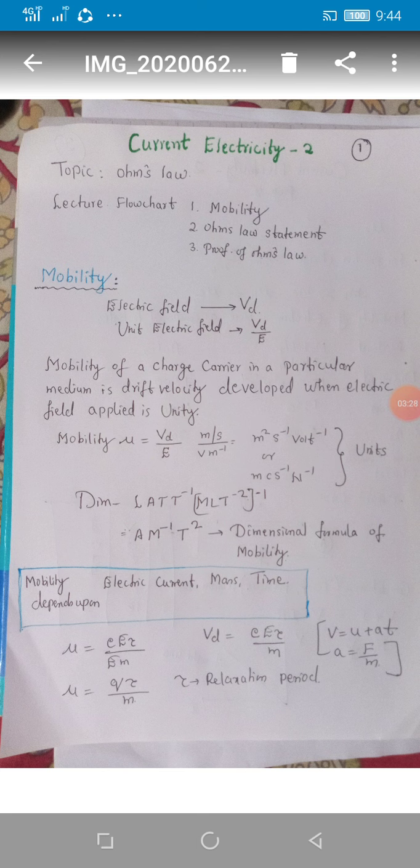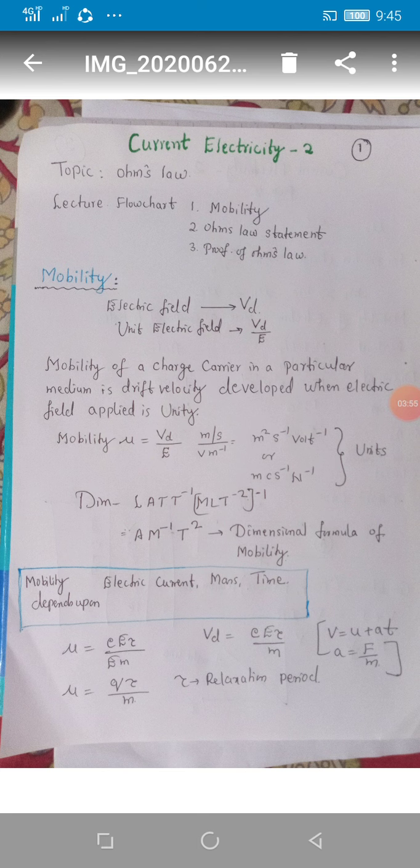So student, as you can see on the screen, I have written the formula for mobility. The mathematical formula is Vd upon E. Now how will you define it, student? It is the drift velocity developed when the electric field applied is unity. Imagine in your mind, you are taking a sample and a unit electric field has been applied. How much is the drift velocity of the charge carriers? That velocity is mobility, student.